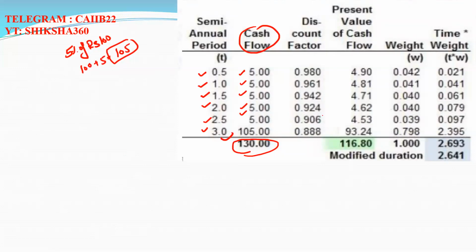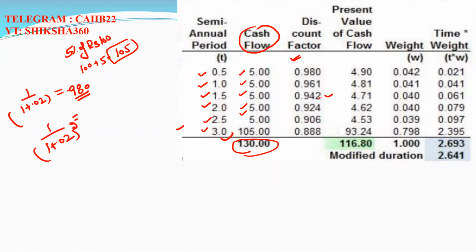So now what is the discount factor? The discount factor is 1 upon 1 plus 0.02. When we calculate 1 upon 1 plus 0.02, we get 0.980. Similarly, 1 divided by 1.02 whole square, in that case we get 0.961. So this is the table of that whole value.